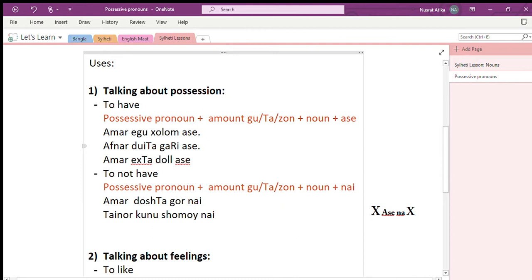Afnar duita gari ase. You formal have two cars. Again, we are using afnar, we are using yours have two cars. That's what we are saying. We're not saying you have, we are saying yours. Technically, that's what we are saying.